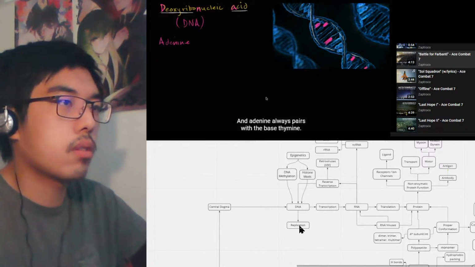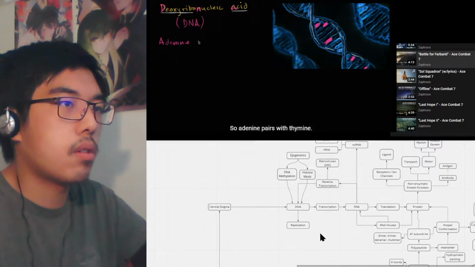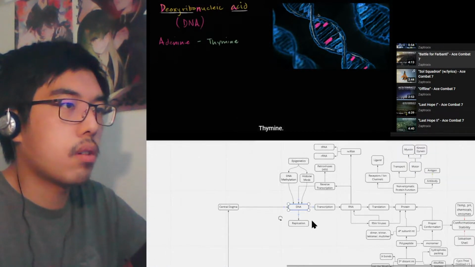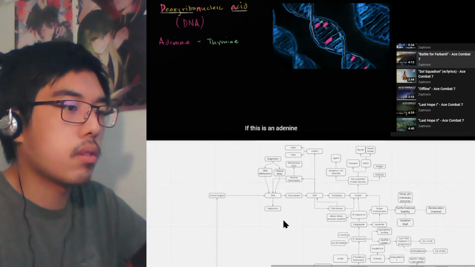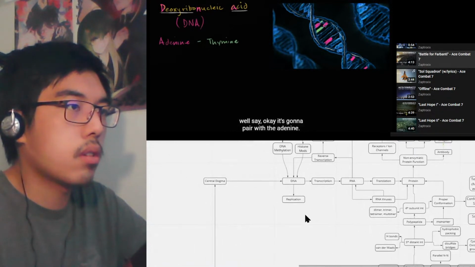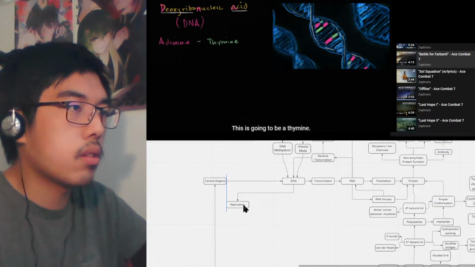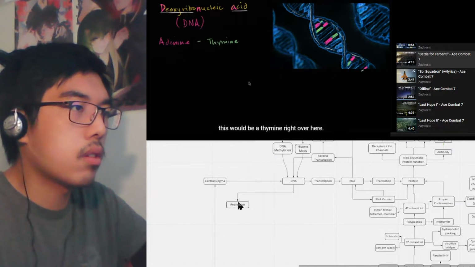And adenine always pairs with the base thymine. So adenine pairs with thymine. So if that's an adenine there, then this is going to be a thymine. If this is an adenine, then this is going to be a thymine. Or if I drew the thymine first, well, I'll say, okay, it's going to pair with the adenine. So this is going to be a thymine right over here. Now, the other 2 bases, you have cytosine, which pairs with guanine, or guanine that pairs with cytosine.